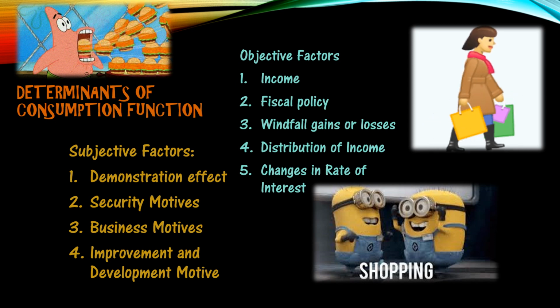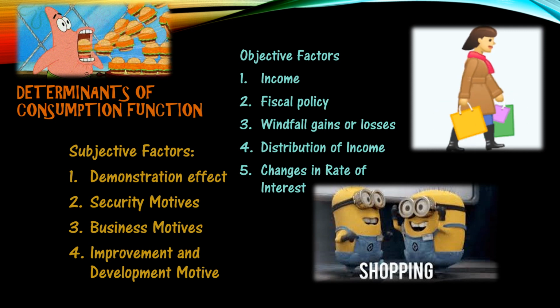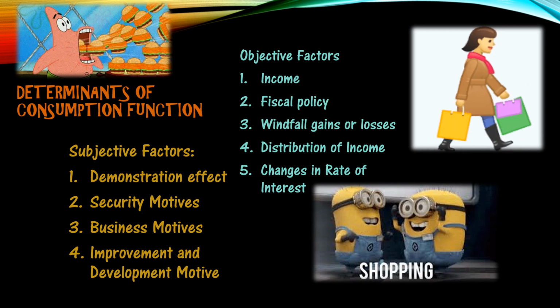And coming to the last, that is changes in the rate of interest. If the rate of interest is higher, then people are more induced to save rather than to spend. Hence, with the increase in income, the consumption wouldn't increase as sharply as the savings. These are the determinants of the consumption function.